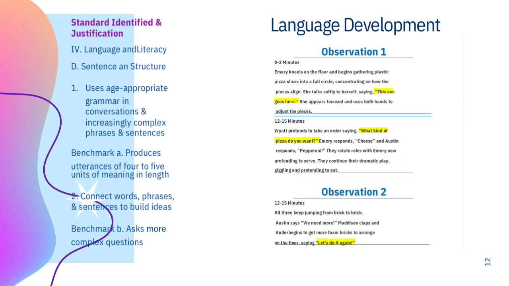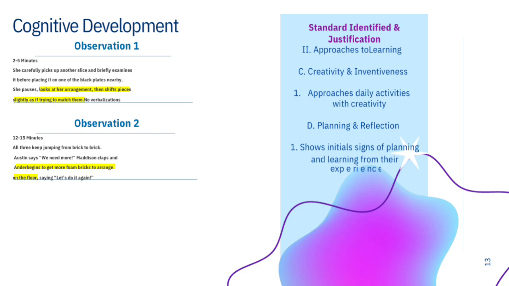Finally, for cognitive development, we have in observation 1 where Emery looks at her arrangement and then shifts pieces slightly as if trying to match them. And in observation 2, where Ander begins to get more foam bricks to arrange them on the floor. This shows approach to daily activities with creativity, and it shows initial signs of planning and learning from their experiences.